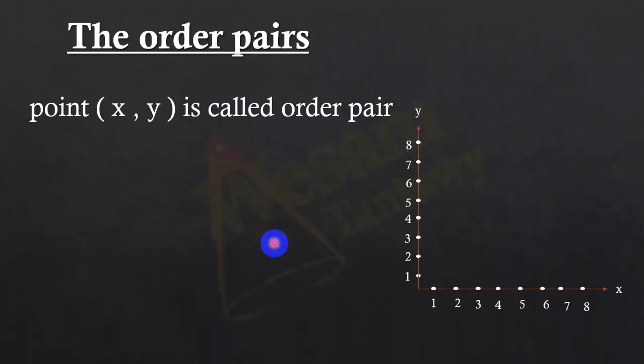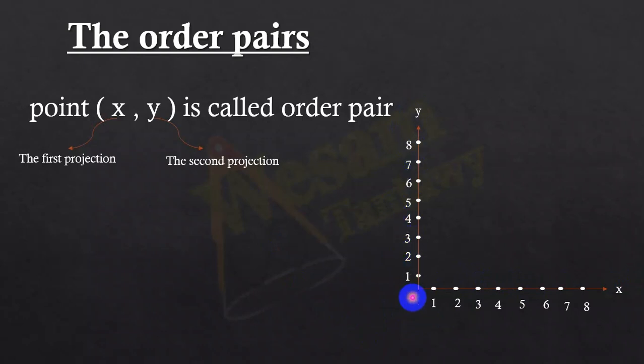First, let's revise the ordered pairs of a point. The ordered pair for any point refers to its location in the plane. Any point in the plane has two coordinates or two projections. The first projection should be on the x-axis and the second projection should be on the y-axis. This is the x-axis and this is the y-axis.